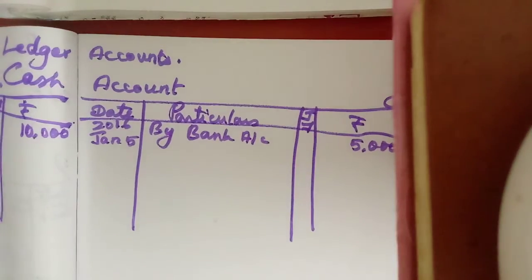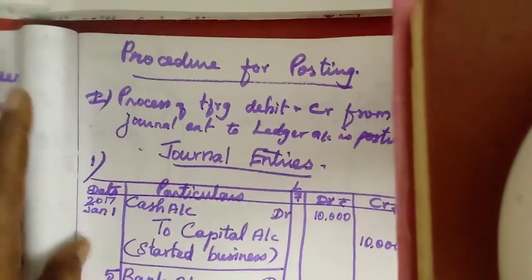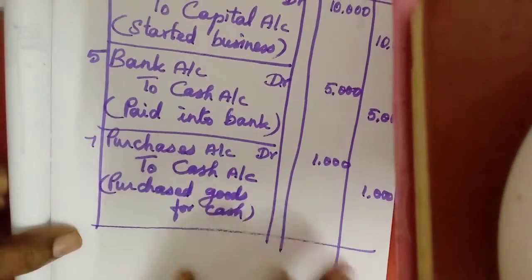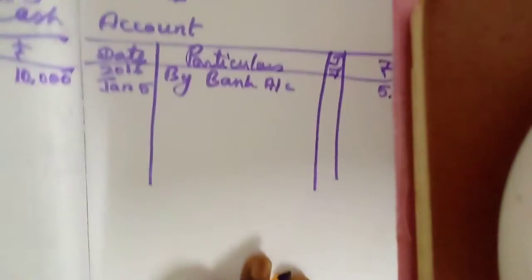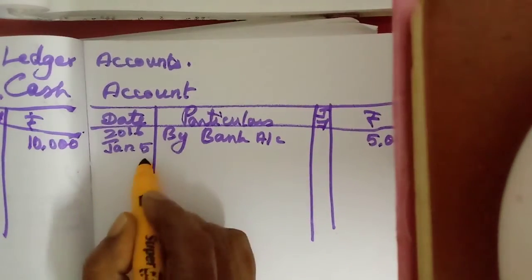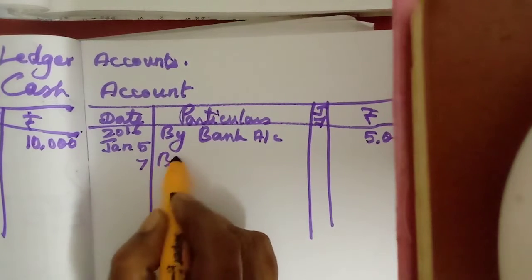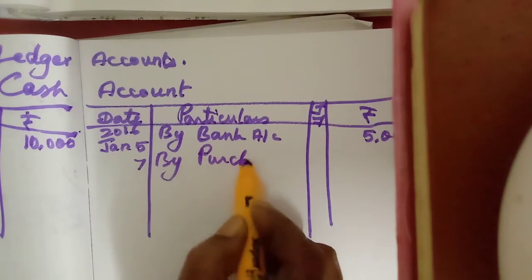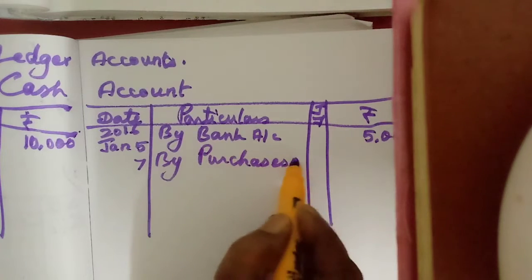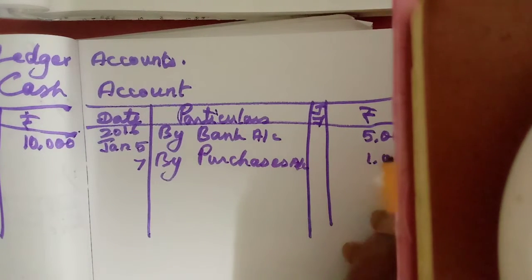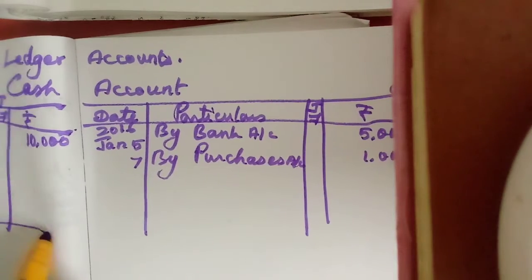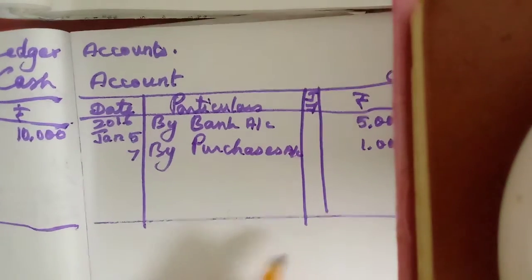Then the third journal entry, cash there. Cash is credited, so by purchases account. Only the date, by purchases account, 1,000. That's all, leave it. Now the next account we have to prepare.